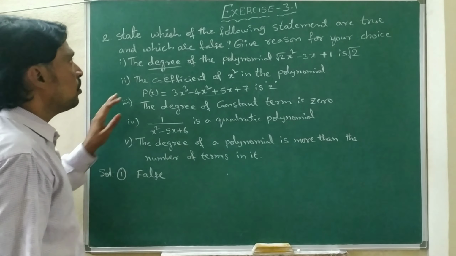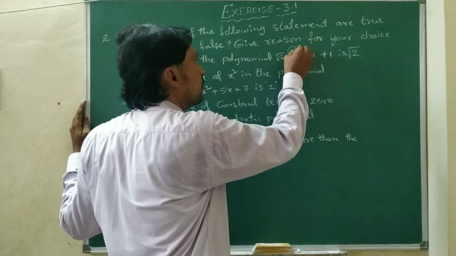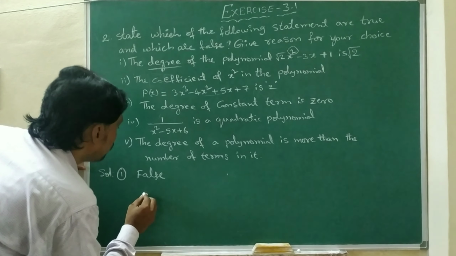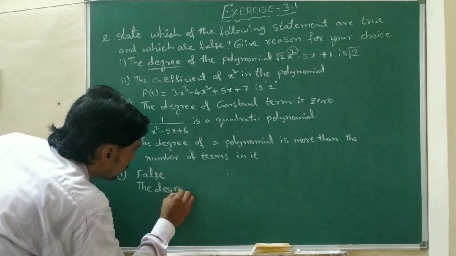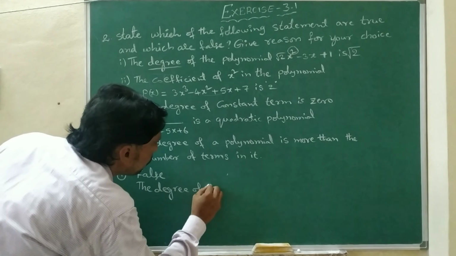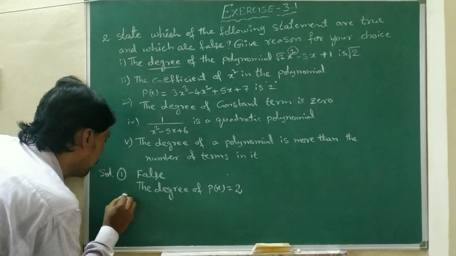So the reason: the degree of the polynomial is the highest power we need to take, that is 2. So the degree of P of x equals 2. Second question answer.